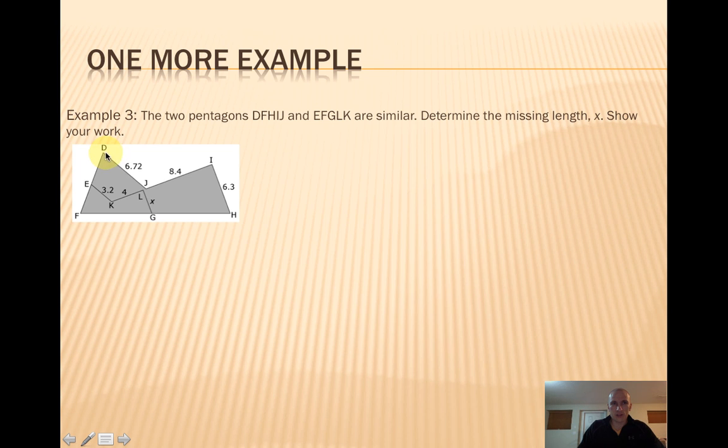So we're given 1, 2, 3, 4, 5 different side lengths. We need to find out what x is. Of course, we know that x corresponds with 6.3 because GL here would correspond with HI. So we need to use another pairing of corresponding sides to figure out that missing side length.